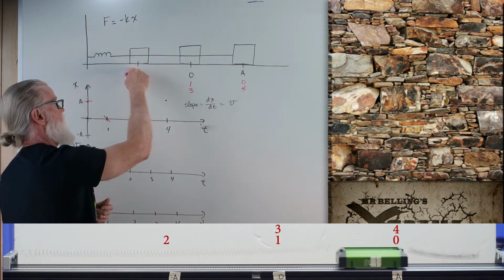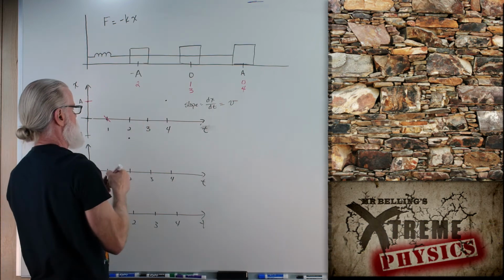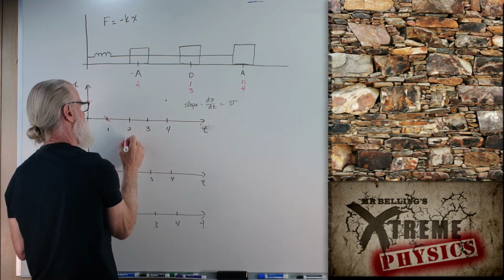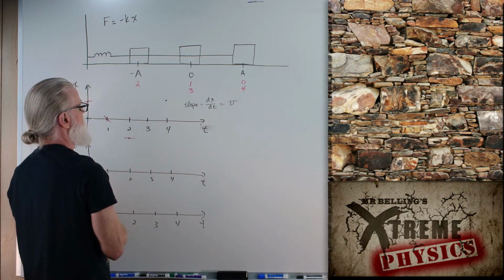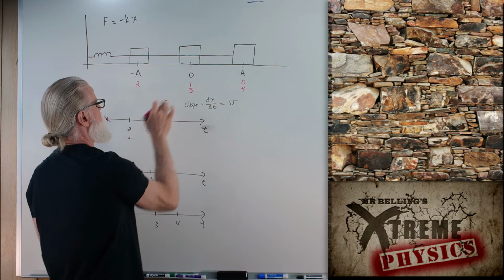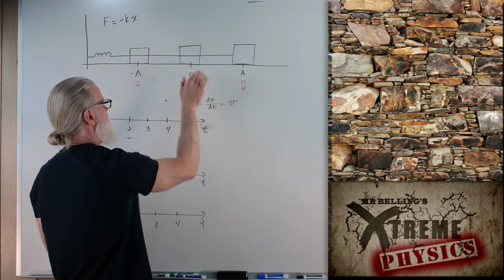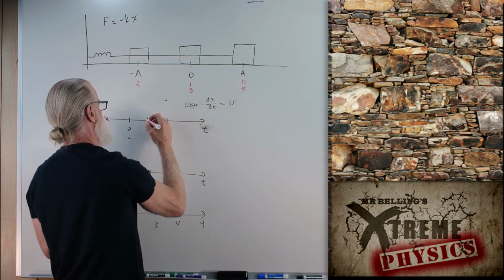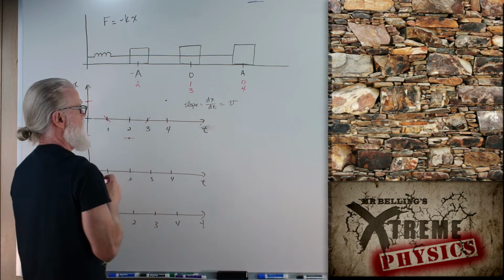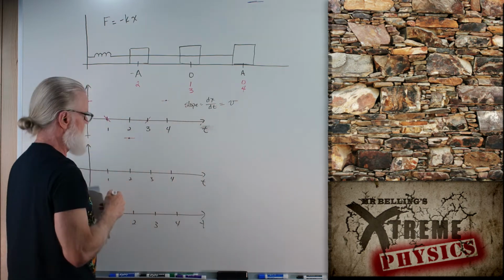When it gets to negative A, this maximum position here, it stops. So that would be a zero slope because the slope is velocity. It's a zero velocity, so therefore a zero slope. And when it gets to 3, it's going fast, so it's got a steep slope. It's in this direction, which is a positive direction, so it's going to have some sort of positive slope. And then when it gets to 4, it stops again, so it's going to look like that. So what does that look like?